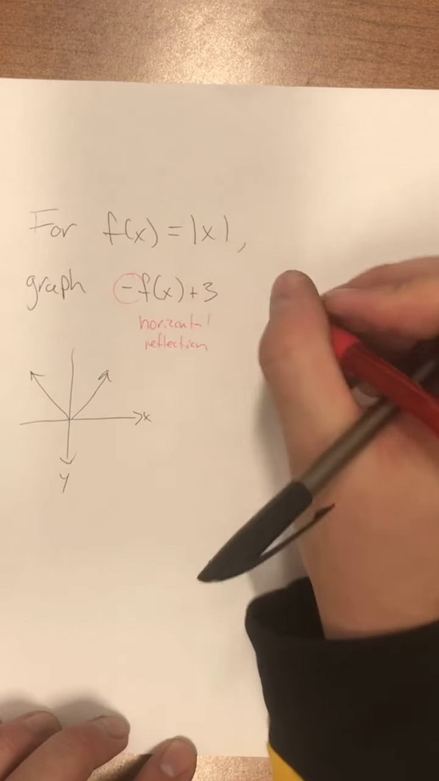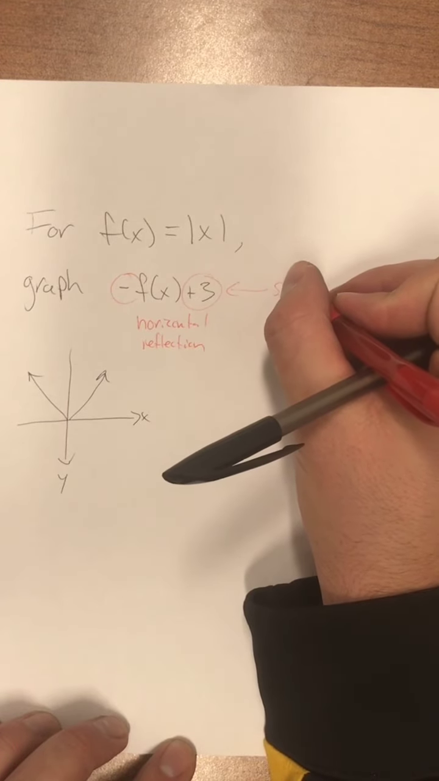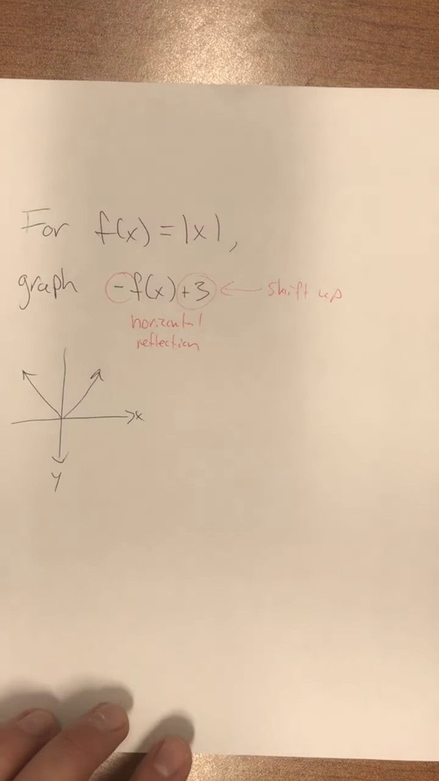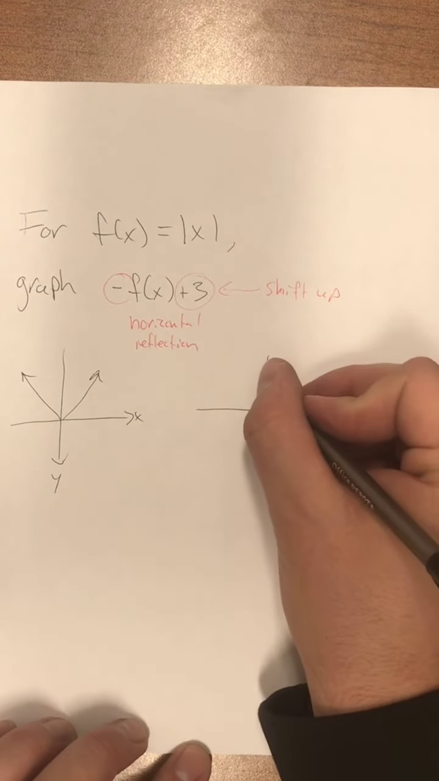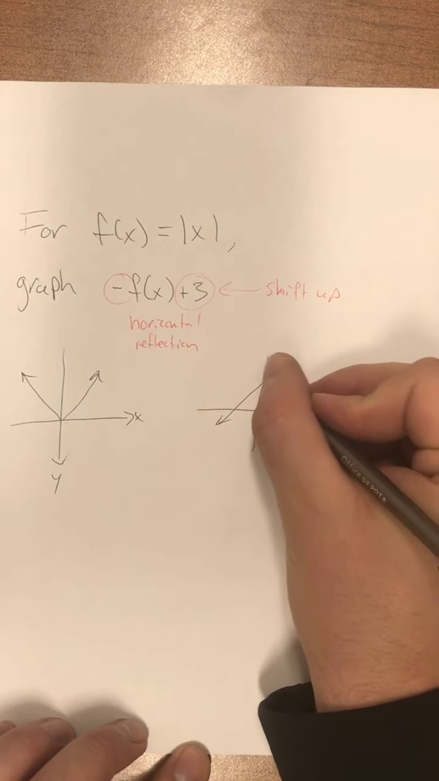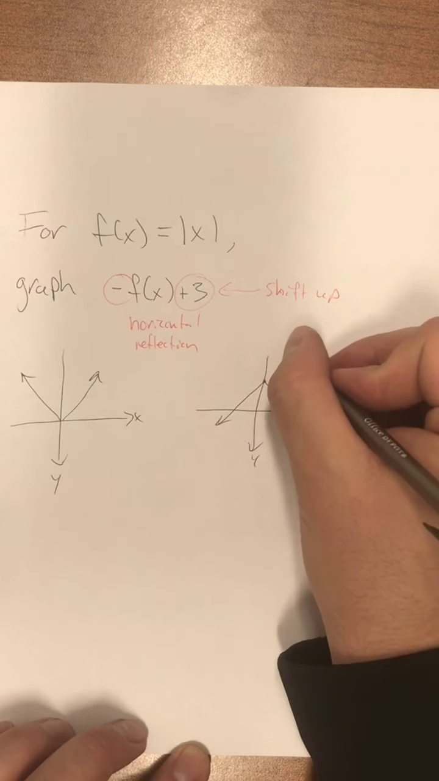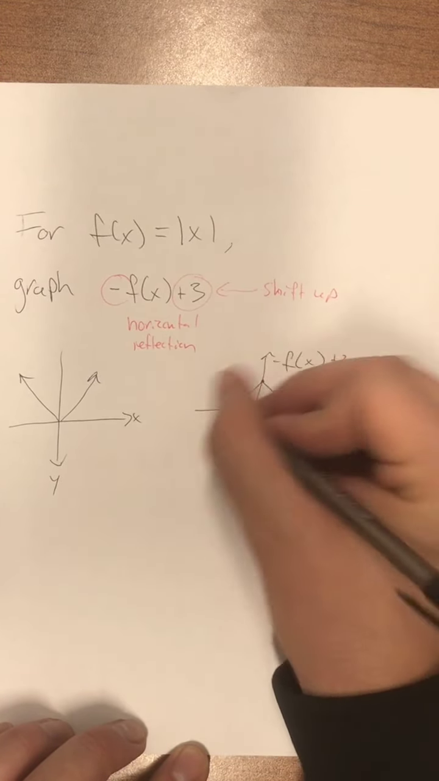So that's multiplying all the y values by -1. And this -3, I'm sorry, that's +3. That +3 is going to shift up. So we take the shape of the graph, we want to shift it up 3, and then we are going to reflect it horizontally. So this is negative f of x plus 3.